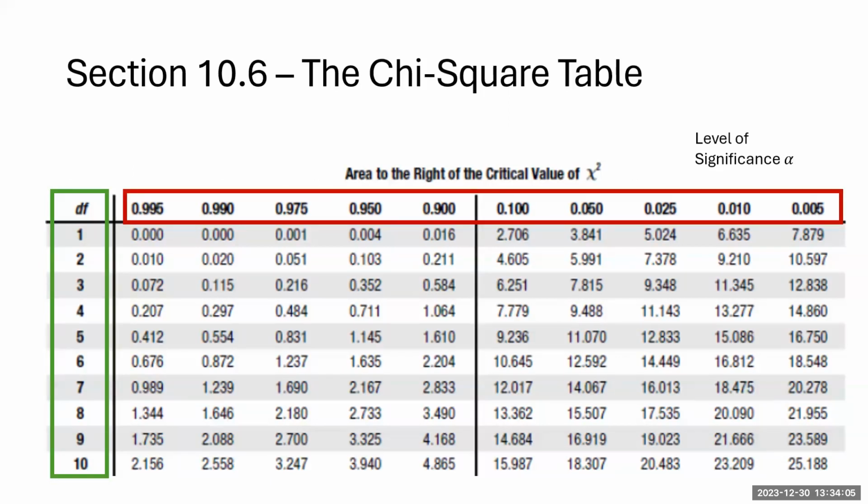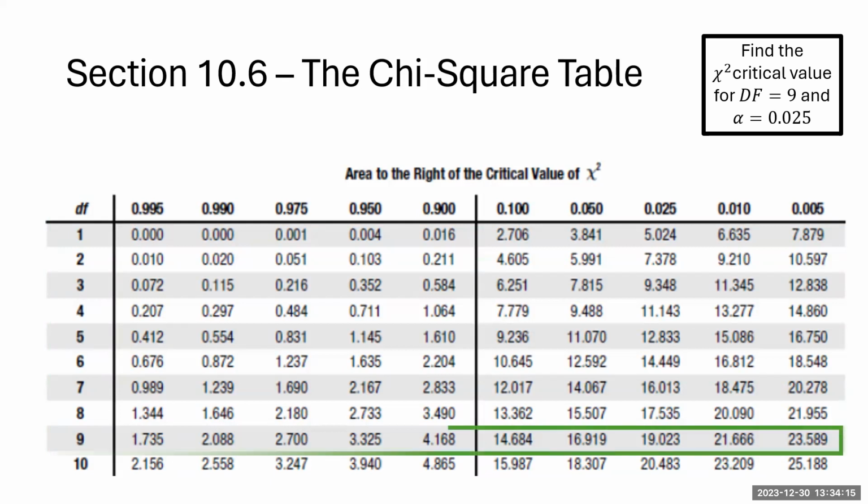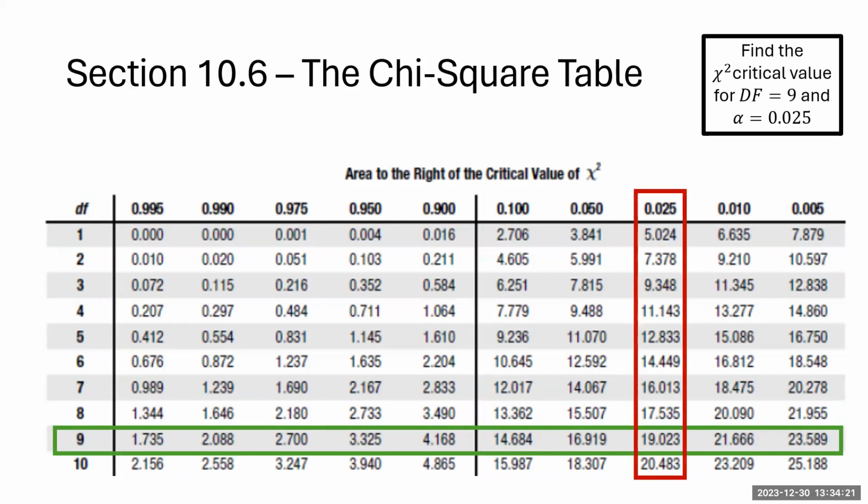The alpha level. So if, for example, I wanted to find the critical value for chi-square with a degree of freedom of 9 and an alpha level of 0.025, what I'd look for, first of all, is the degrees of freedom is 9. That locks me into the row. And the alpha level of 0.025 locks me into the column. And so the value that I would use for the critical value would be 19.023. So that's how we use this table.